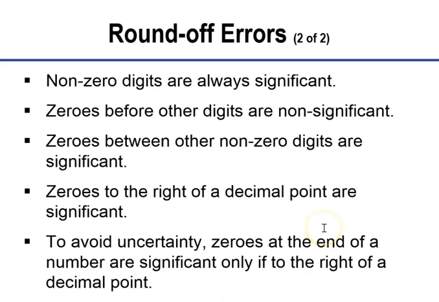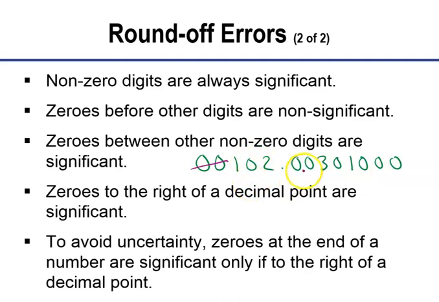And to avoid uncertainty, zeros at the end of a number are significant only if to the right of a decimal point. So even if, and this might make you think kind of hard, but even if I gave you the number, okay, how about this? 0, 0, 1, 0, 2, 0, 0, 3, 0, 1, 0, 0, 0. Okay? What's significant and what's not? Those are not. This one is, because it's holding a place, right?